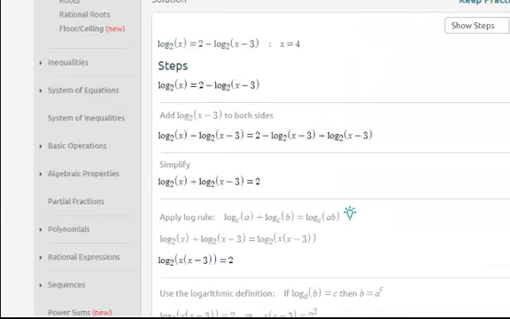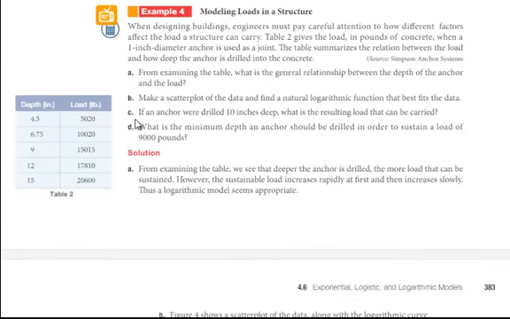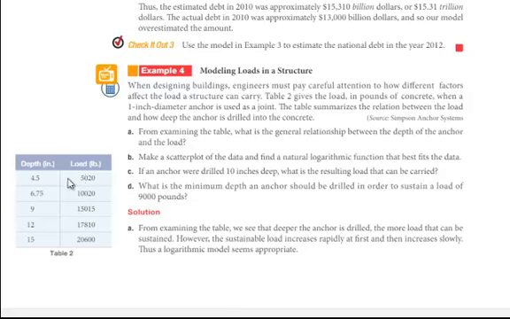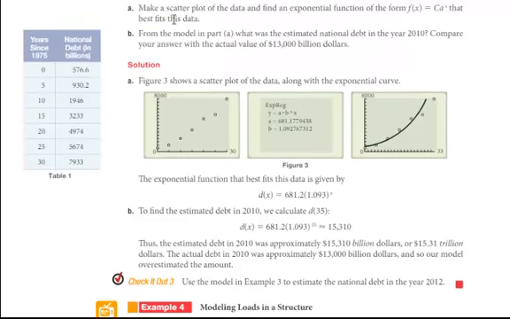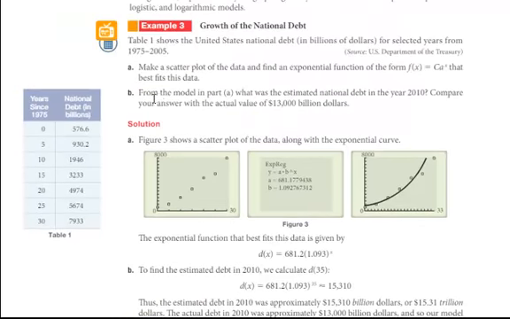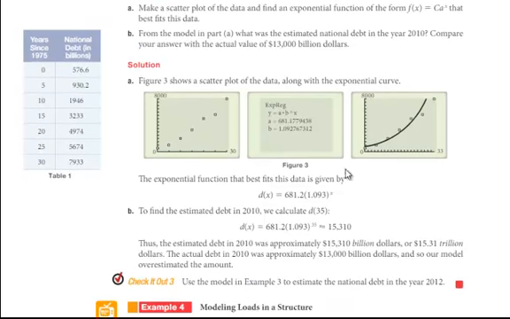Again, I wanted to click on here. All right, example 4, modeling loads in a structure. I have that too, because this one is natural log. Oh, I forgot something. I meant to answer a few questions here. So let's see, make a scatter plot from what was estimated national debt in the year 2010, and you plug in numbers, you calculate, and then you come up with these $15 trillion.